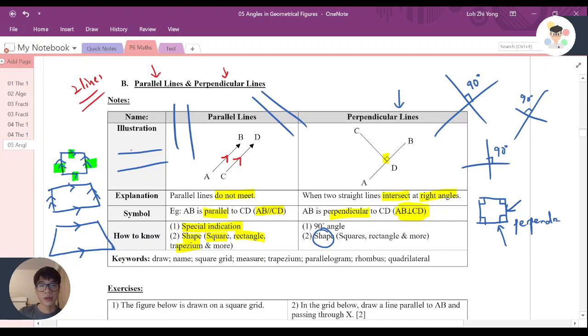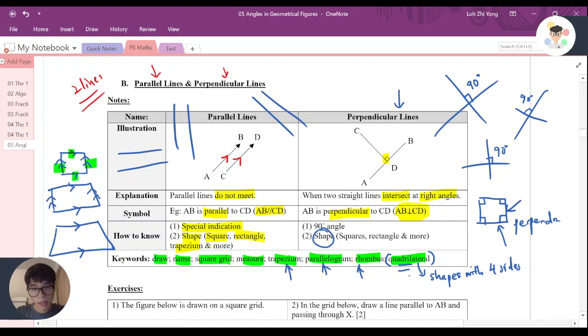And just to take note, some of the keywords that you might see are words like draw, name, square grid, measure, trapezium, parallelogram, rhombus, or quadrilateral. Just in case you don't know the meaning of quadrilateral, it basically means shapes with 4 sides. For example, square, rectangle, trapezium, parallelogram, rhombus, all of these are quadrilaterals.